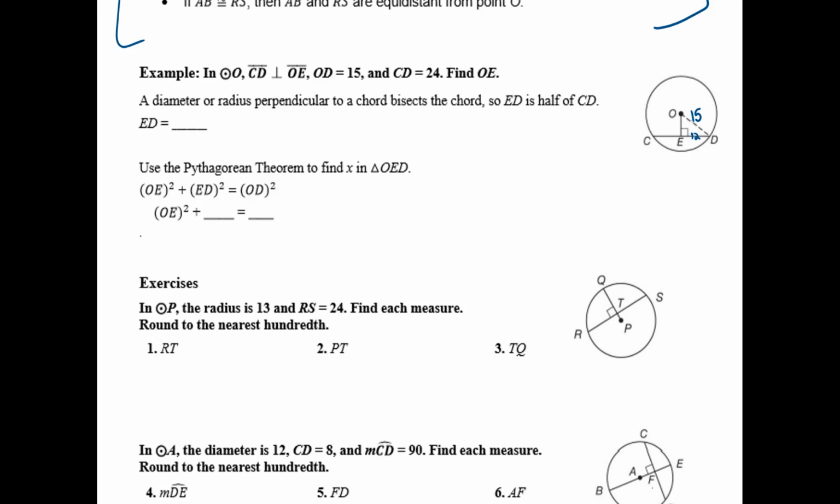A diameter or radius perpendicular to a chord bisects the chord. So ED is half of CD. So ED is equal to 12. Okay?